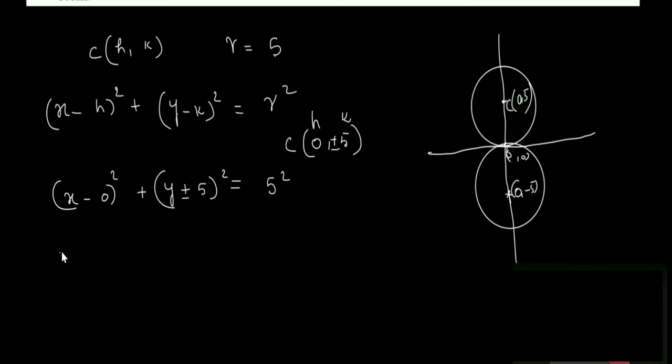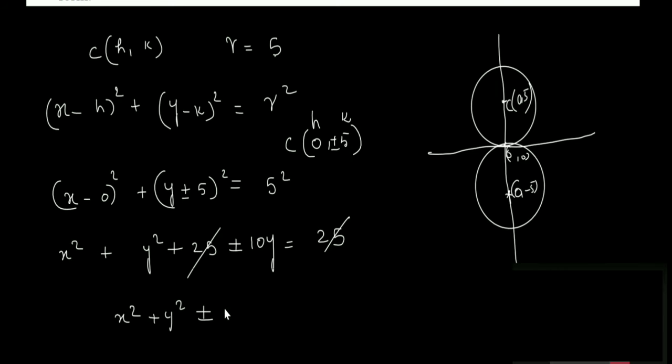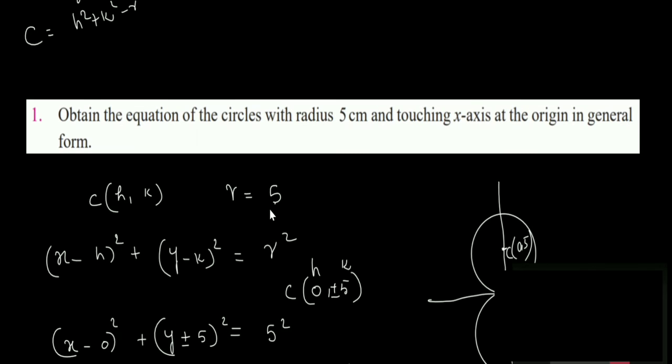So when you expand this, you get x square plus y square plus 5 square, which is 25, plus or minus 2 into 5, that is 10y, is equal to 25. You can cancel this 25 and 25. So x square plus y square plus or minus 10y is equal to 0. So this is the equation of this circle. The equation of a circle is (x minus h) the whole square plus (y minus k) the whole square is r square.